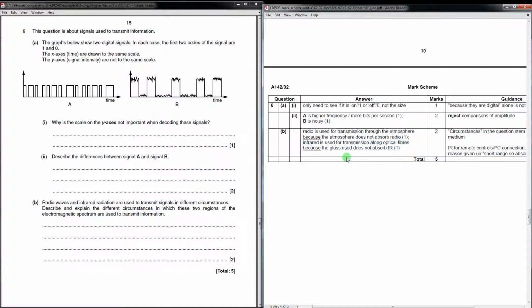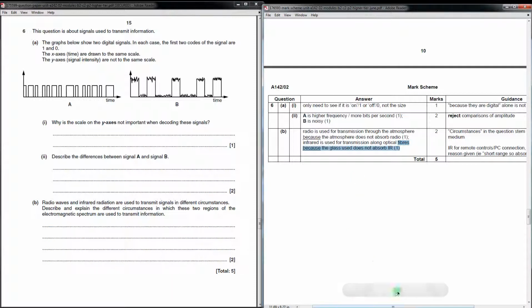So radio waves, hopefully we know, are transmitted through the atmosphere, and the reason for that is that the atmosphere doesn't absorb them. Whenever you're trying to transmit signal, you don't want the thing that your signal is travelling through to absorb that signal. That would be rubbish. And similarly, infrared is used in optical fibres because the glass or plastic in optical fibres doesn't absorb the infrared.